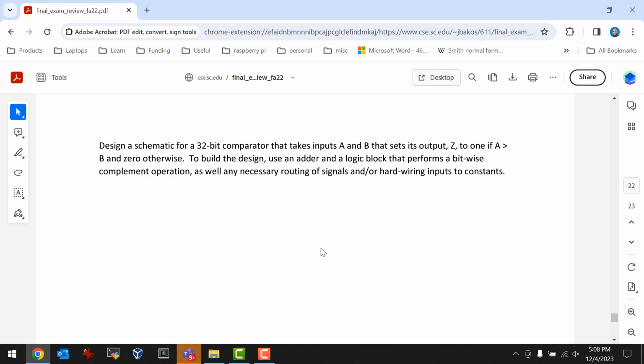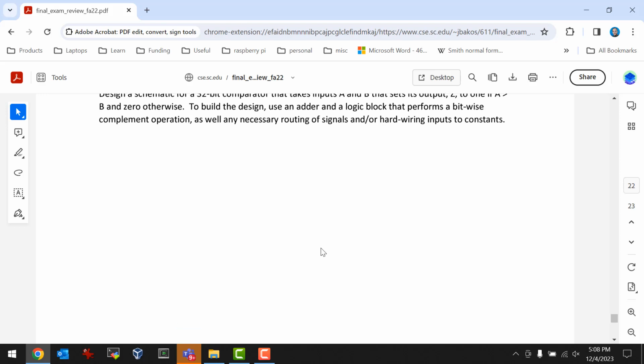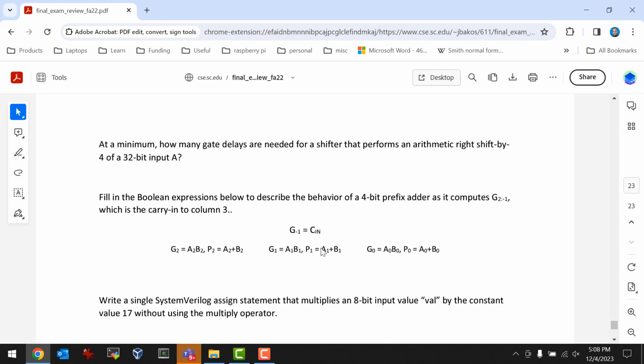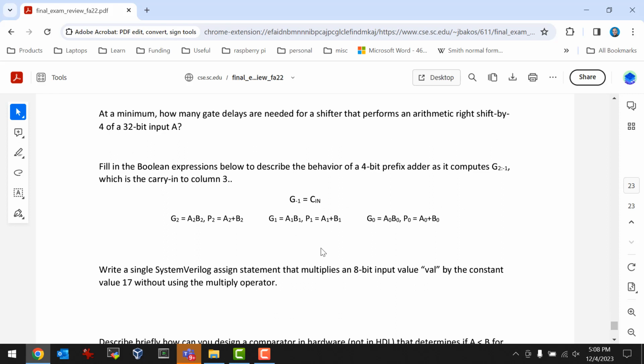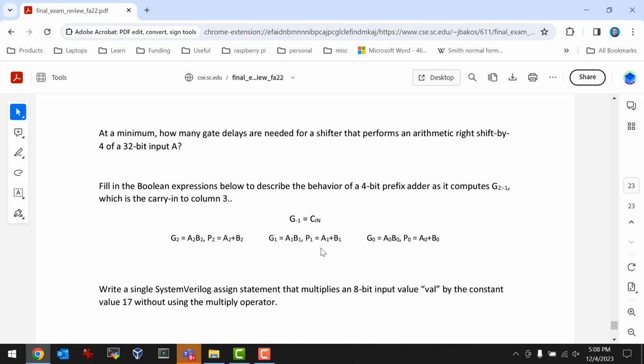Design a schematic for a 32-bit comparator that takes inputs A and B, sets as output Z if A is greater than B or 0 otherwise. Yeah, so pretty much you obviously have to subtract and check to see if the result is negative. And how many gate delays are needed for a shifter that performs an arithmetic right shift by 4? Ooh, for a 32-bit input A. How many gate delays are needed for a shifter that performs an arithmetic right shift by 4? Any ideas?